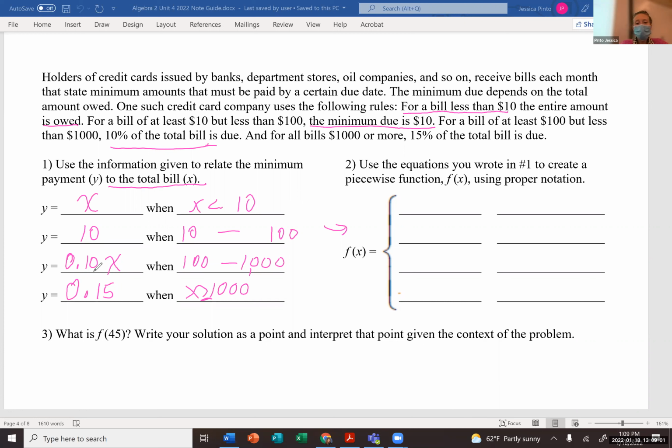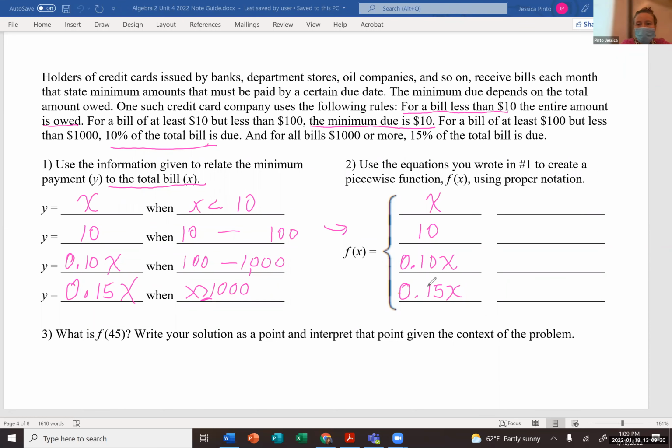So my equations so far are all good. I'm just going to need to put these in proper inequality notation. Yes, Grace. Yes, I didn't put the x. Thank you. I totally thought I already did that. Thank you. So I've got x, I've got 10, I've got 0.10x, and I've got 0.15x because it was of the total bill.